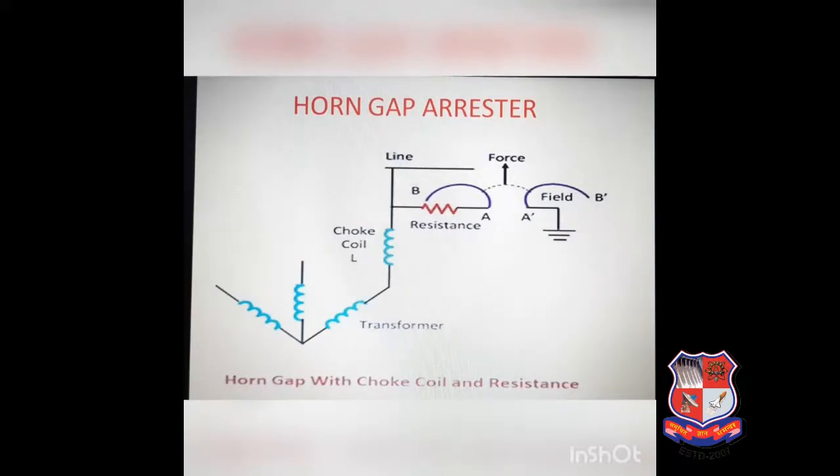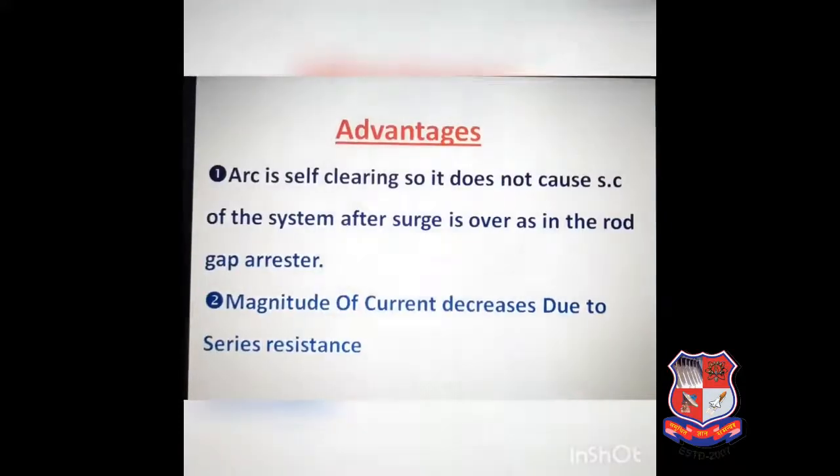Now I will discuss the advantages and disadvantages of the horn gap arrestor. Let us start with advantages. In the horn gap arrestor, the arc is self-clearing, so it does not cause a short circuit of the system after the surge is over, as in the case of the rod gap arrestor.